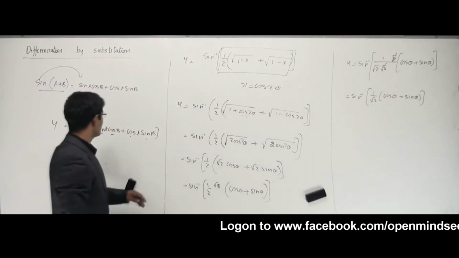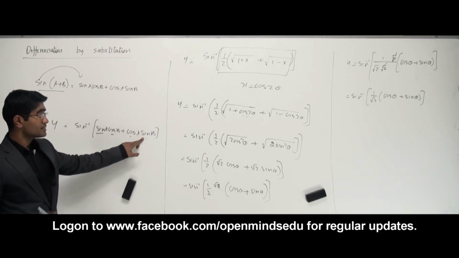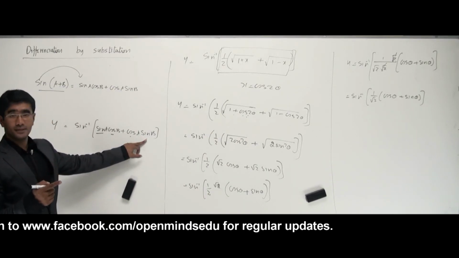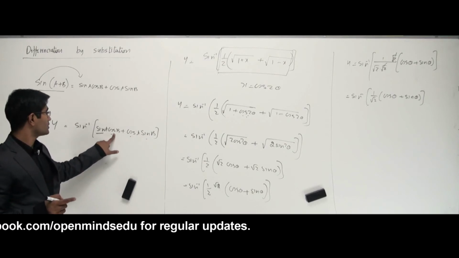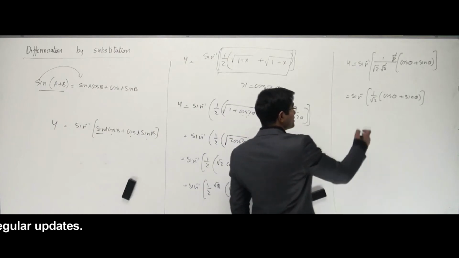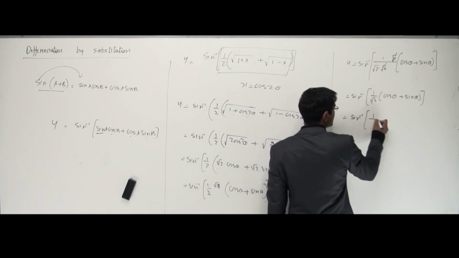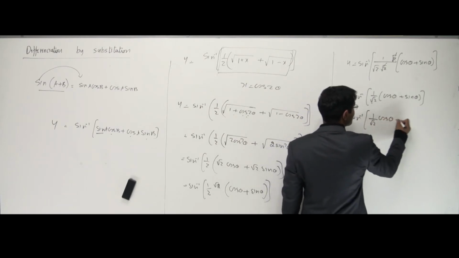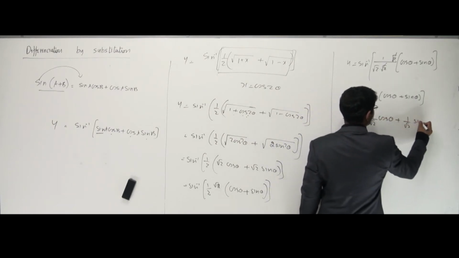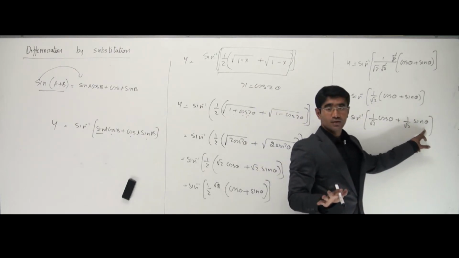Can I make that look more like this? Now see, I wanted sine a cos b plus cos a sine b, but I still have only one cos theta and sine theta. I need two of these. With cos theta I need sine of something, and with sine theta I need cos of something. So can I multiply this root 2 by 1 by root 2, both of them? That is sine inverse of 1 by root 2 into cos theta plus 1 by root 2 into sine theta. Yes, now it looks like we have 1, 2, 3, 4 guys at least, right?